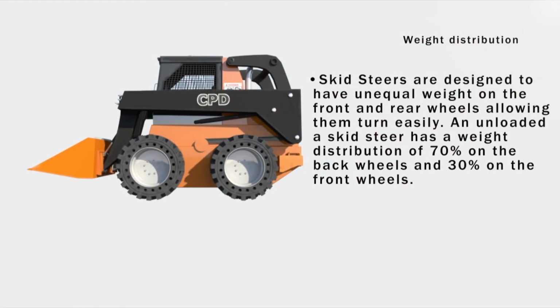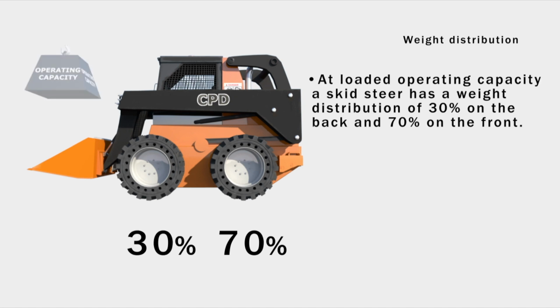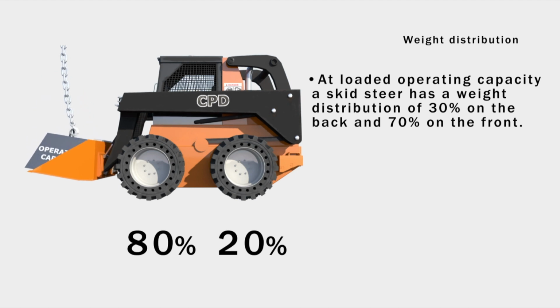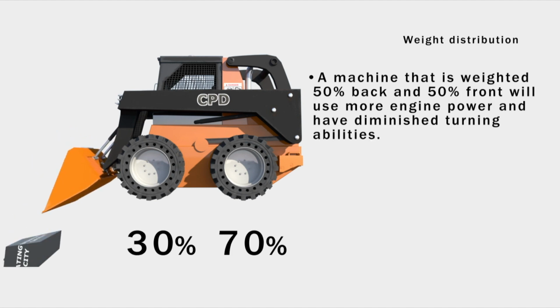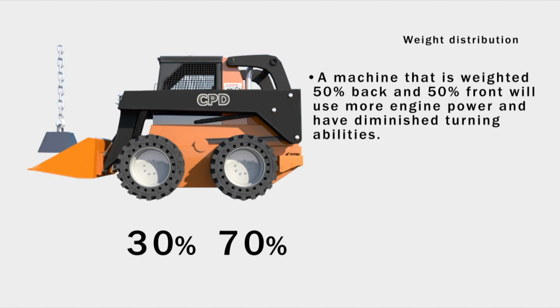An unloaded skid steer has a weight distribution of 70% on the back wheels and 30% on the front wheels. At loaded operating capacity, a skid steer has a weight distribution of 30% on the back and 70% on the front. A machine that is weighted 50% back and 50% front will use more engine power and have diminished turning abilities.